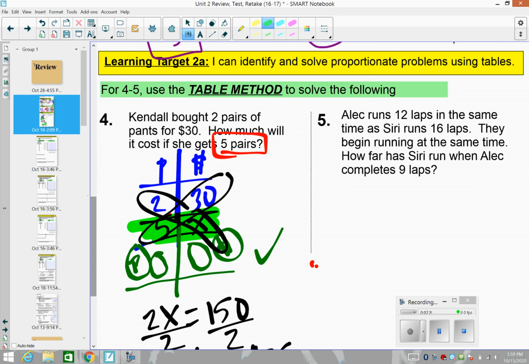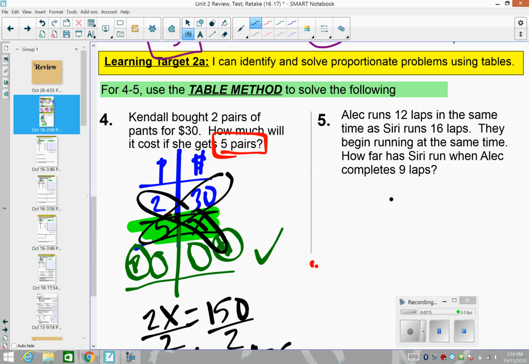Next, problem number 5. Alec runs 12 laps in the same time as Surrey runs 16 laps. So you're trying to process, are they starting together at 0, 0? That will be super important for us. They begin running at the same time. Boom. There's our answer to that. How far has Surrey run when Alec completes 9 laps? So let's get our table set up.